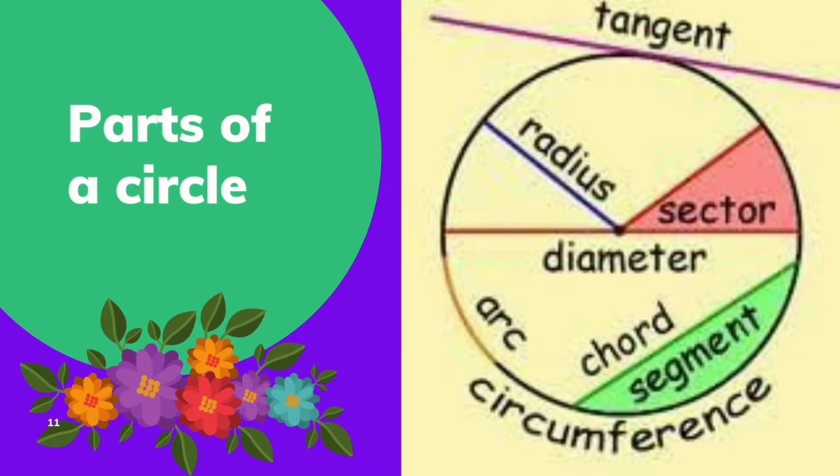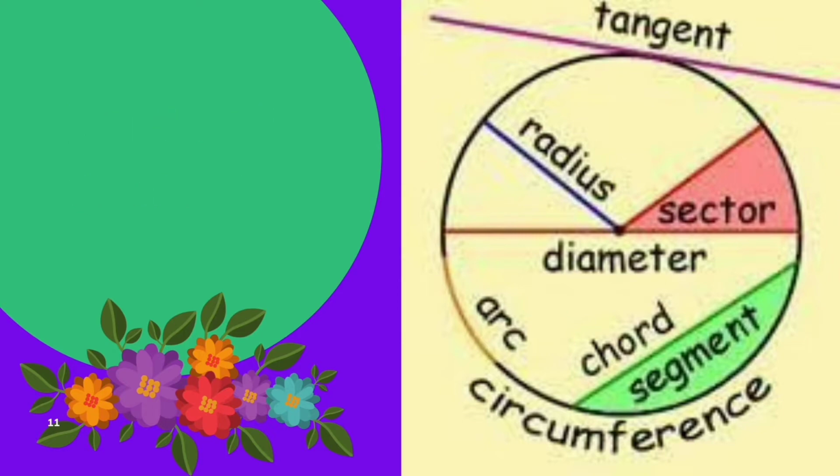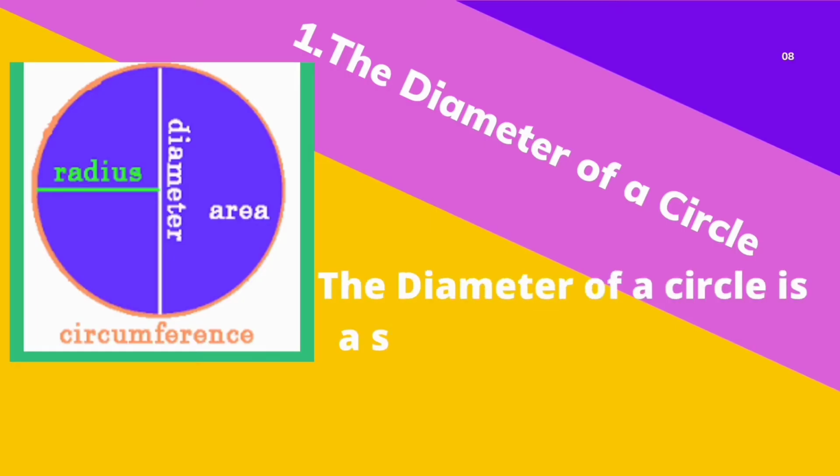A circle has many parts. You have the radius, the sector of a circle, the diameter, arc, chord, segment, and the circumference of a circle. In this class, I will be teaching you the different parts of the circle and how to solve problems involving them. The first part we'll be looking at is the diameter of the circle.